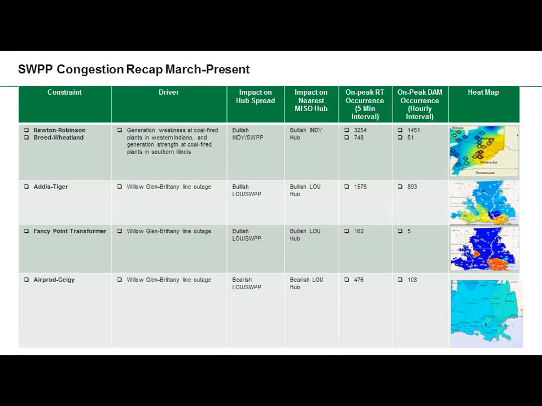Last, let's talk about the Airport to Gagey. It's also due to the same line outage, the Willow Glen to Brittany line outage, but the impact is very different. Instead of being bullish, this one is actually bearish to that Louisiana versus SPP spread. More specifically, it's bearish to the Louisiana hub. We also included a heat map, but we weren't able to capture a great shot when this occurred in real time.